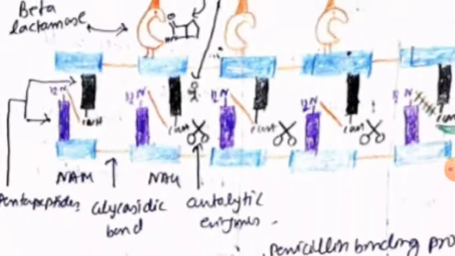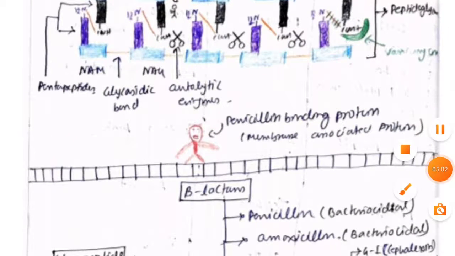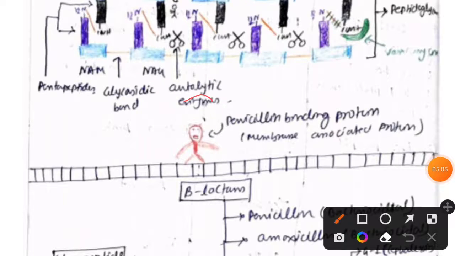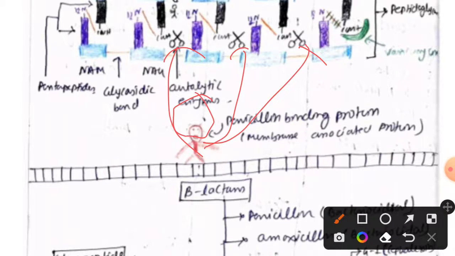Again, one more time, what is going on here? Whenever penicillin binds to the penicillin binding protein, the protein becomes stimulated and in turn activates these scissors, the autolytic enzyme. This autolytic enzyme will destroy all the peptide bonds and glycosidic bonds, and as a result the cell wall becomes disrupted. That is the number one mechanism by which penicillin works.